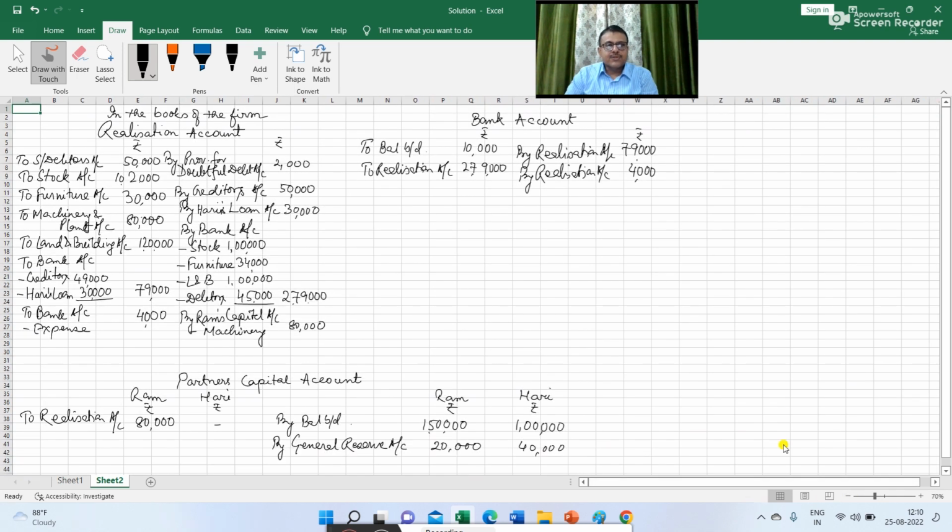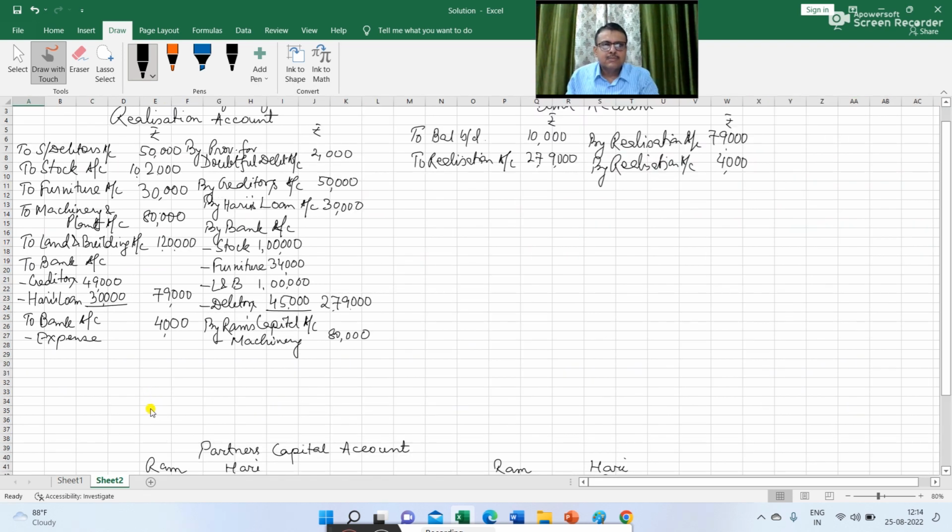So you can see that I have recorded the items which are given in the balance sheet and the transactions, additional information which is given in the question. So first I have transferred the assets and the liabilities to realization account, and the balance of capital and general reserve I have recorded in partners capital account. Then the amount realized from the sale of assets and the amount that was paid off to liabilities, that is creditors and Hari's loan. Now this is the time to find out the profit or loss on realization.